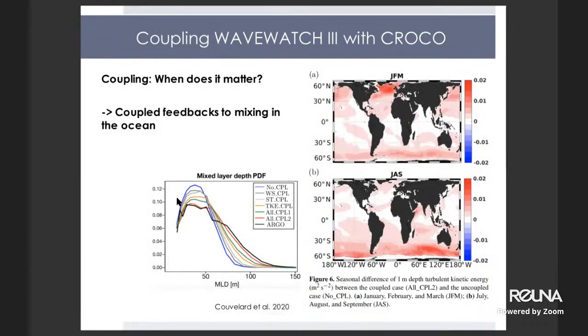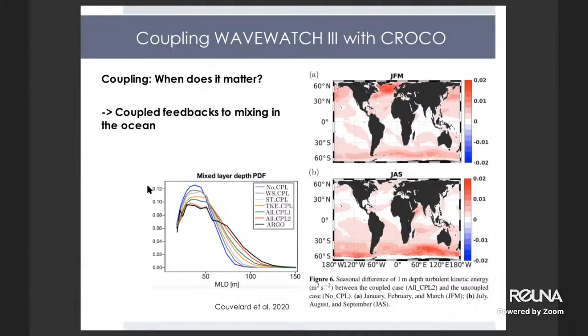Then you also have feedbacks of the waves to mixing in the ocean, as I previously said. And here is an illustration from a recent paper by Xavier Couvlar, where he coupled the NEMO ocean model to Wavewatch. And you can see on the right that you have for two seasons the difference of the 1 meter depth turbulent kinetic energy between a coupled case and an uncoupled case with waves. So there is clearly a noticeable difference.